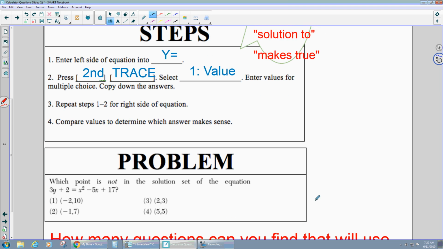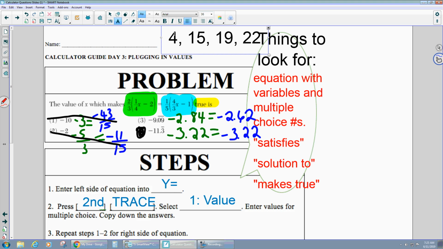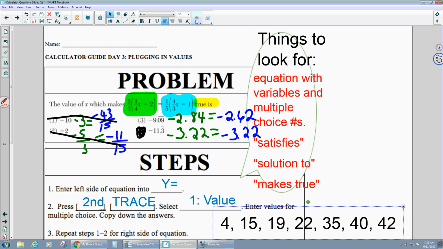We're not going to do the problem on the bottom. So what we're going to do is just work on a few practice problems in our packet. The problems that match are going to be questions 4, 15, 19, 22, 35, 40, and 42. These are the problems that you can solve using this strategy, so go ahead and try them.